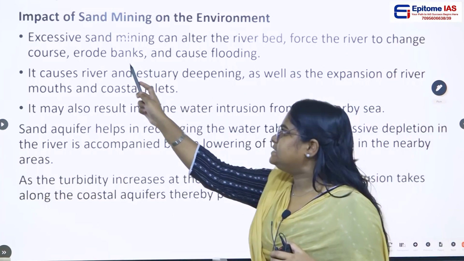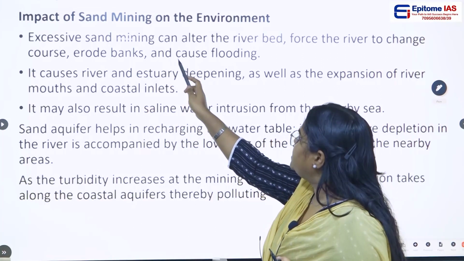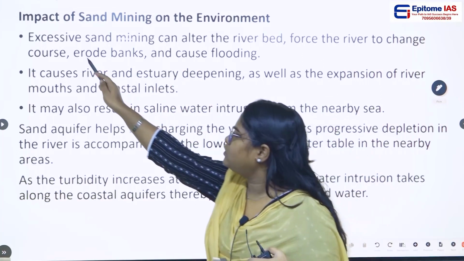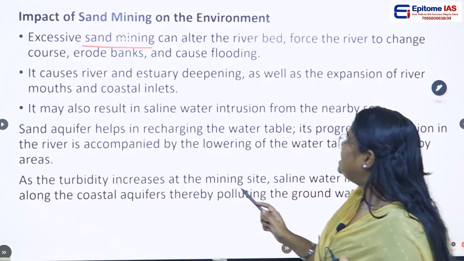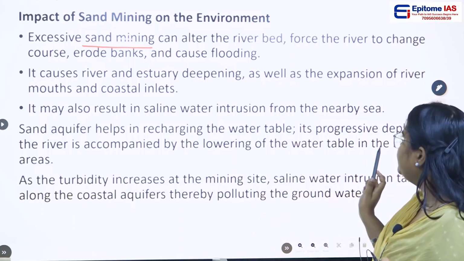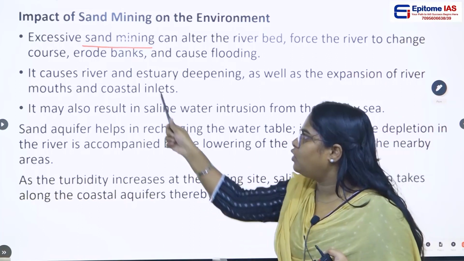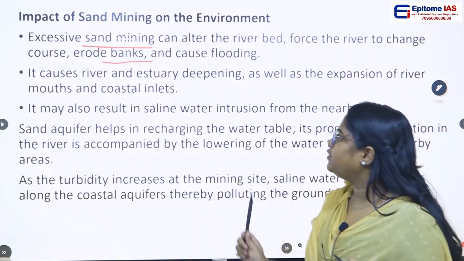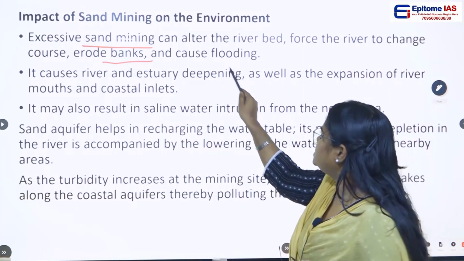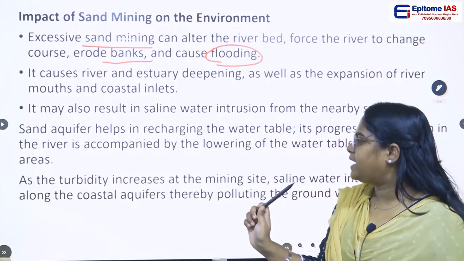So if you see here, these are the impacts of sand mining. What are the impacts? First of all, excessive sand mining can alter the river bed and force the river to change its course. And it will also lead to erosion of banks and it will cause flooding. This is the first impact.